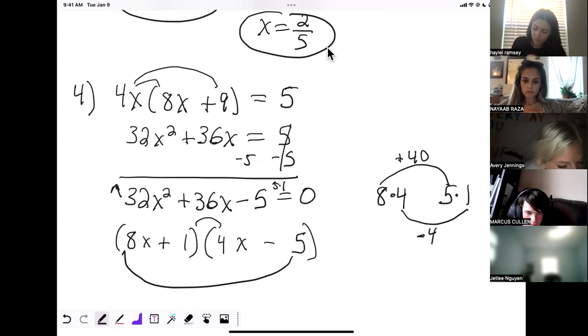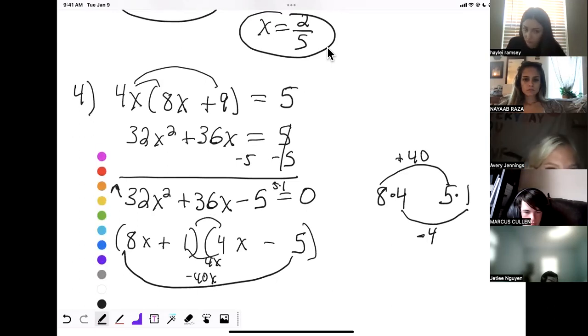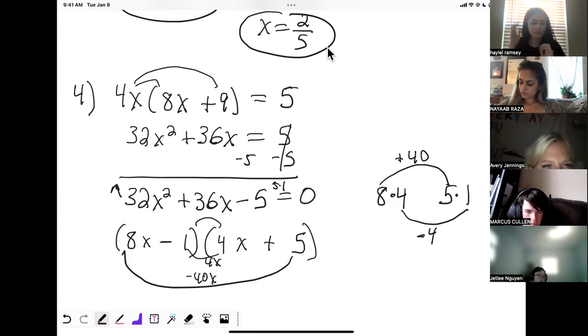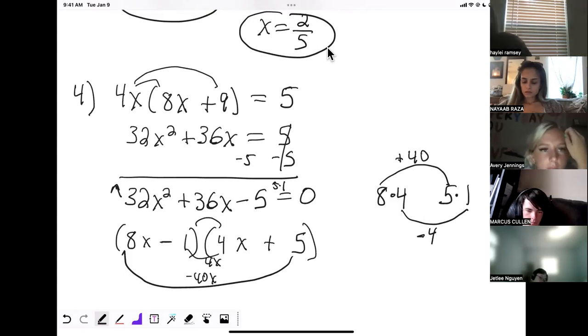Okay, let's see. This is negative 40x. This is 4x. That's negative 36. Okay, I had the wrong signs. Remember what to do when the signs are wrong? Just change them. Make that a plus and make that a minus, because we did say it had to be positive 40 and had to be negative 4. So that makes positive 40. This makes negative 4, and I have my 36.